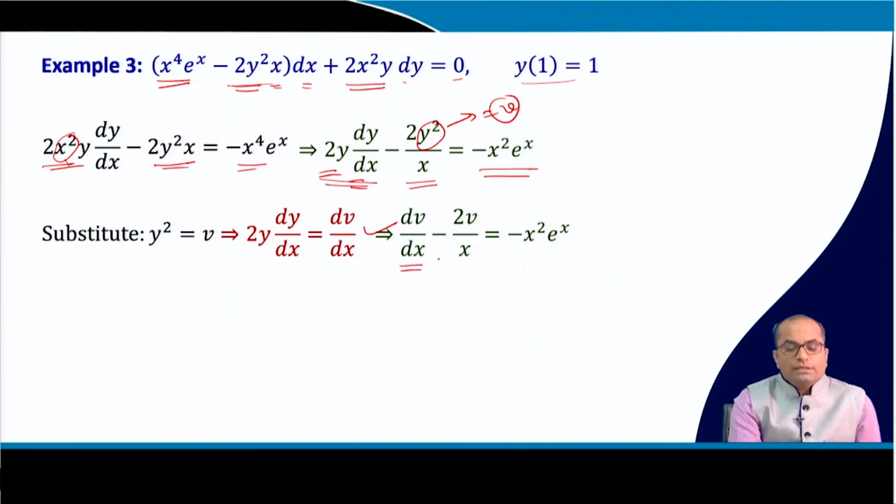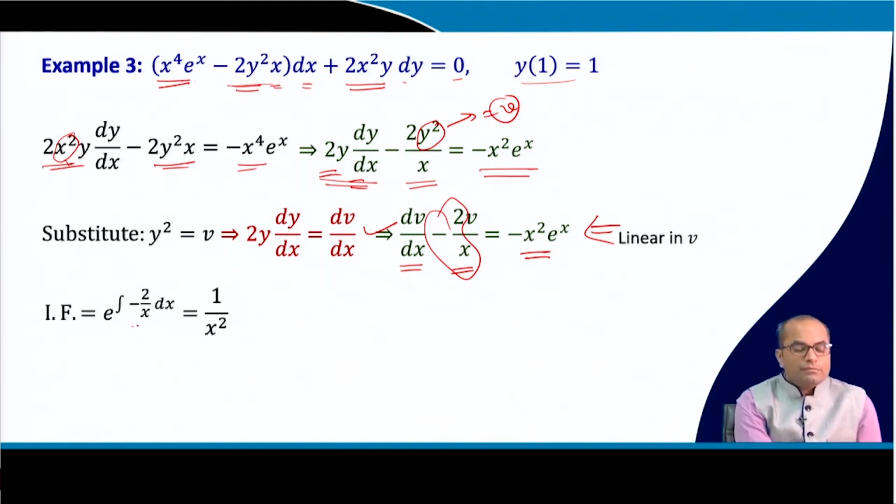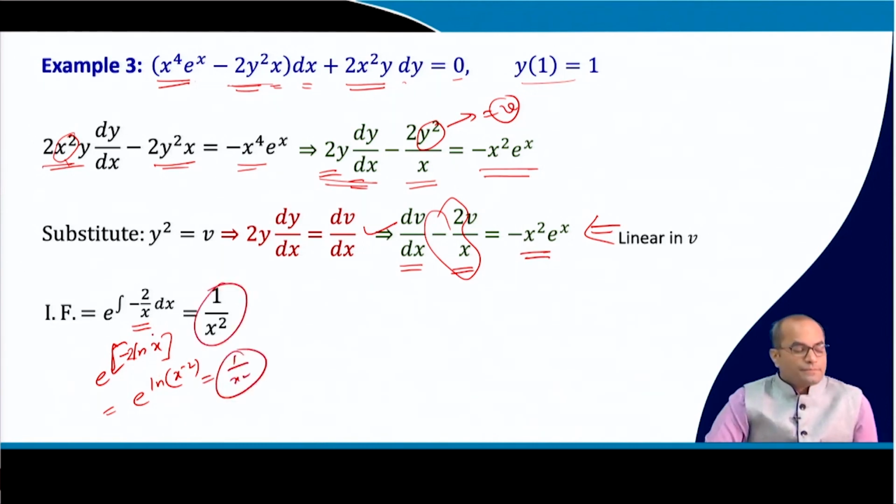So, we have dv/dx minus 2v/x is equal to minus x²eˣ. This is linear in v. So, we can find out the integrating factor. The integrating factor will be e to the power of the integral of minus 2/x dx, which is e to the power of minus 2 ln x, which is e to the power of ln x⁻². So, this is 1/x². So, our integrating factor here is 1/x².